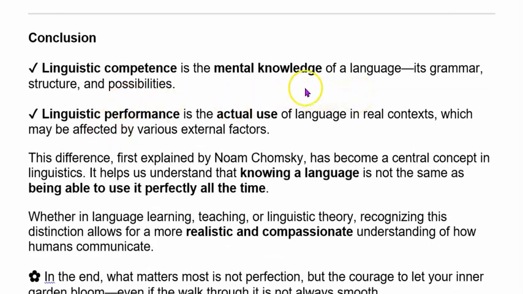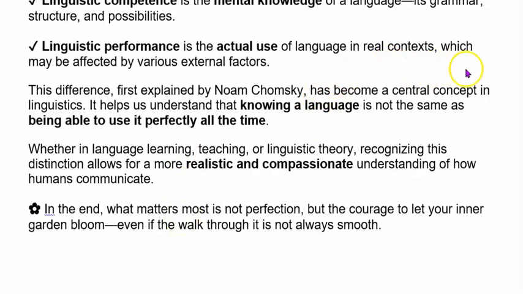Linguistic competence is the mental knowledge of a language, its grammar, structure and possibilities. Linguistic performance is the actual use of language in real context, which may be affected by various external factors. This difference, first explained by Noam Chomsky, has become a central concept in linguistics. It helps us understand that knowing a language is not the same as being able to use it perfectly all the time. Whether in language learning, teaching or linguistic theory, recognizing this distinction allows for a more realistic and compassionate understanding of how humans communicate.